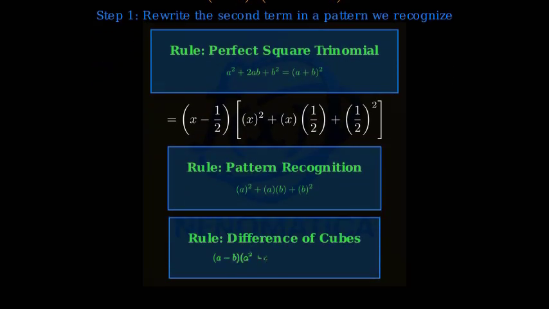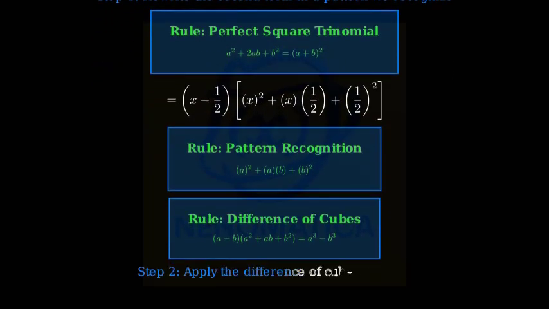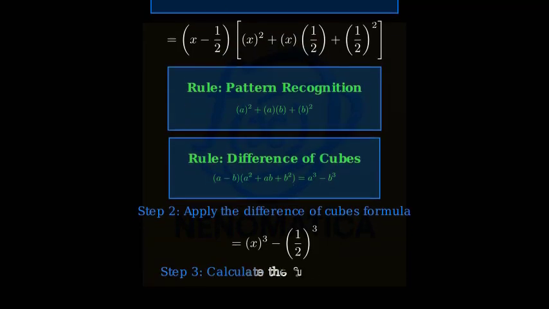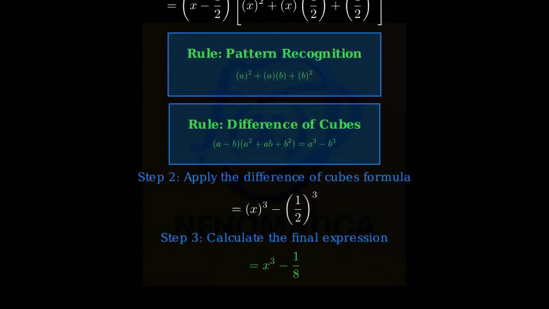Now we can see that the algorithm shown in the original problem suggests that we apply the difference of cubes formula, which states that (a minus b) times (a squared plus ab plus b squared) equals a cubed minus b cubed. Finally, we calculate x cubed minus (1/2) cubed. X cubed is just x cubed, and (1/2) cubed is 1/8. So our final answer is x cubed minus 1/8.